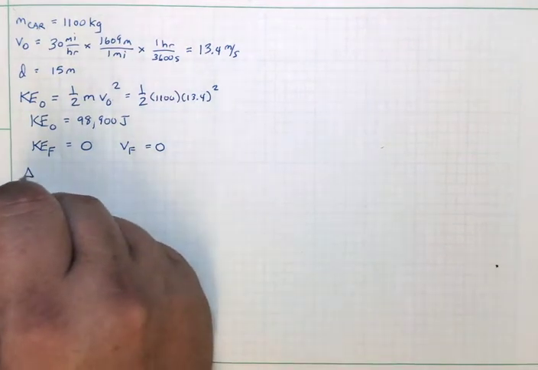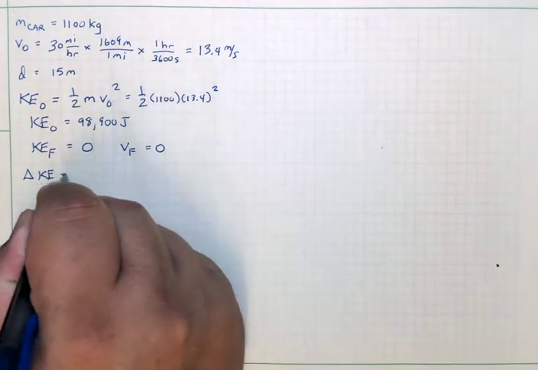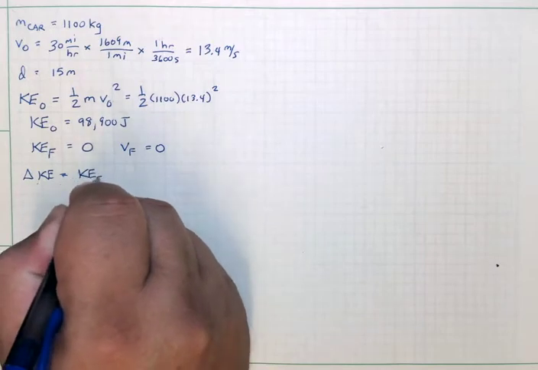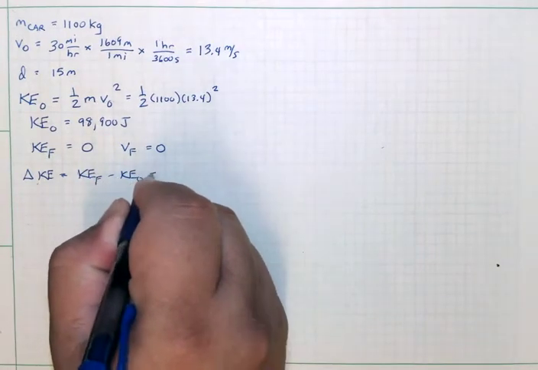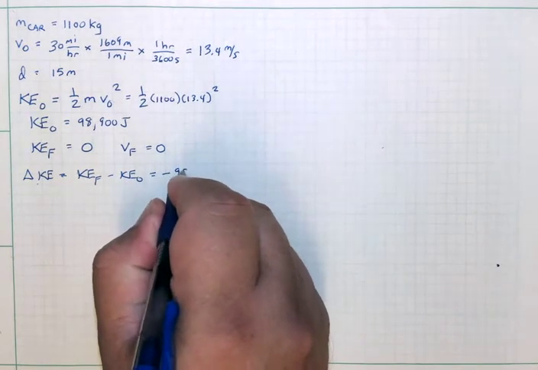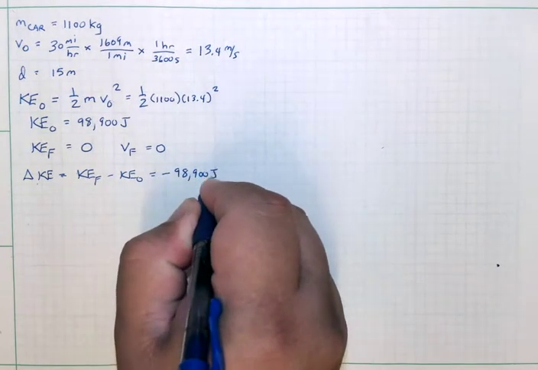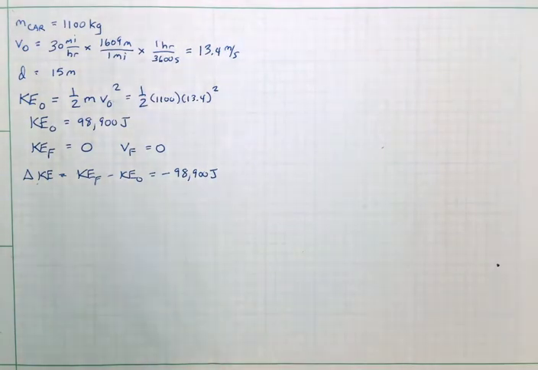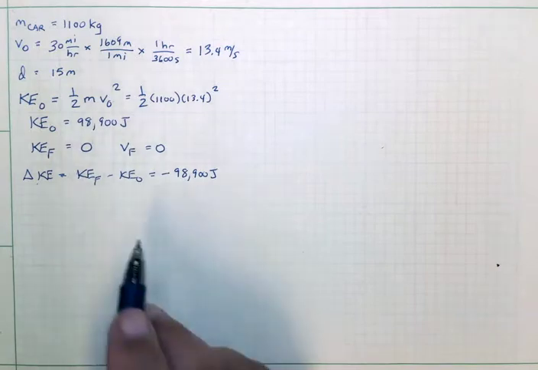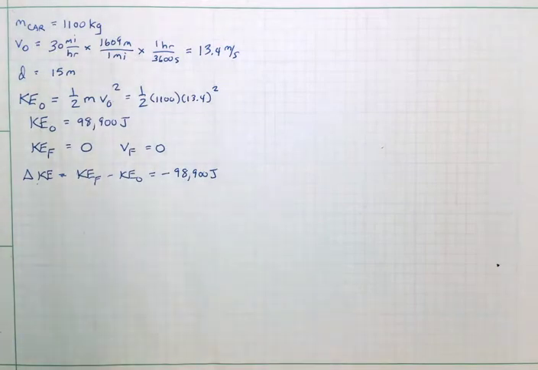That means the change in kinetic energy, in other words, KE final minus KE initial, is going to be negative 98,900 joules. Now, while a value for kinetic energy can never be negative, this is a change in kinetic energy, and so we essentially are saying that the car loses 98,900 joules of kinetic energy. That energy is transformed largely into sound and heat, which then spreads out into the environment.